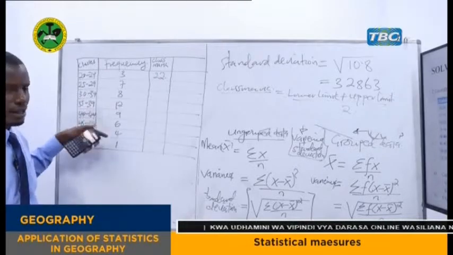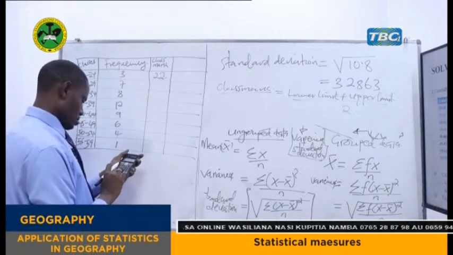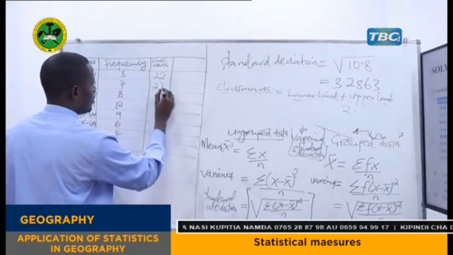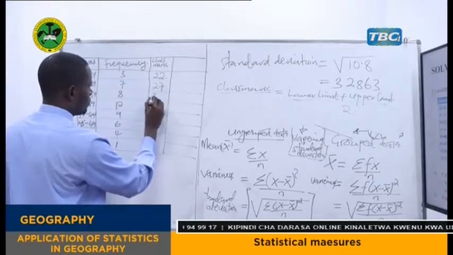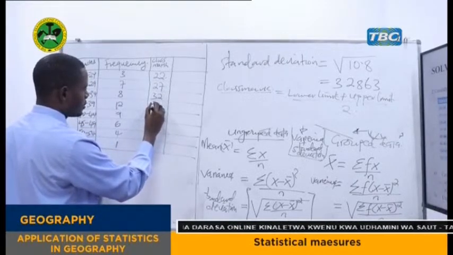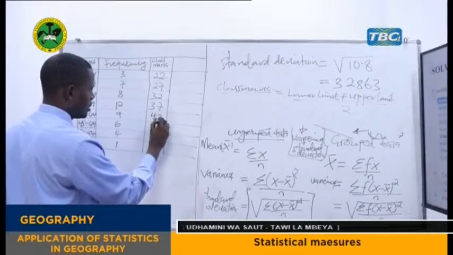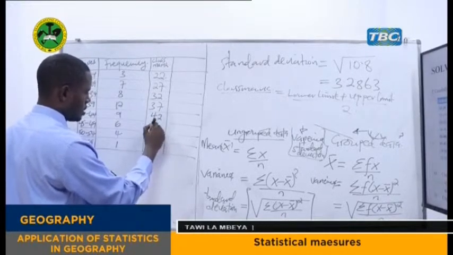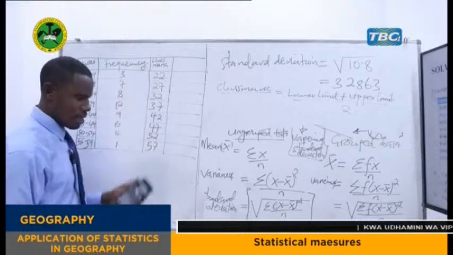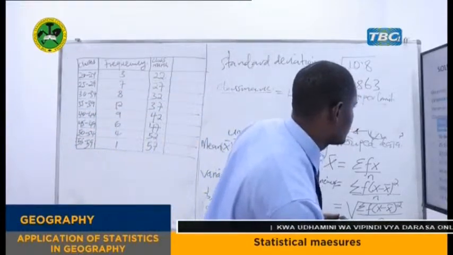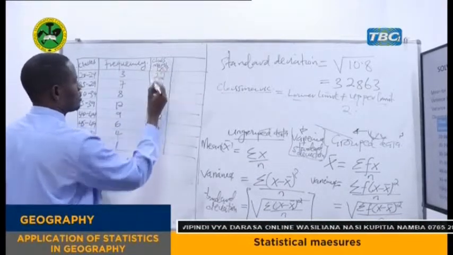And because the class interval over there is 5, it will be 22 plus 5, then we get 27. Then plus 5, we get 32. Again, plus 5, we get 37. Then we get 42. Then 47. Then 52. Then 57. So this is the class mark, which will be standing for X. You can say this is X.